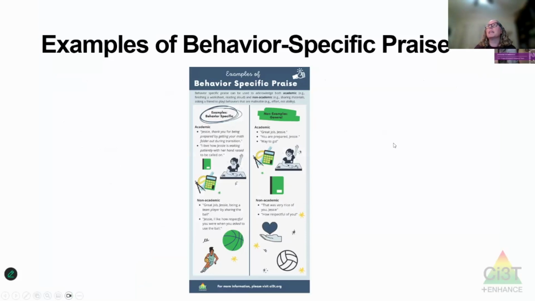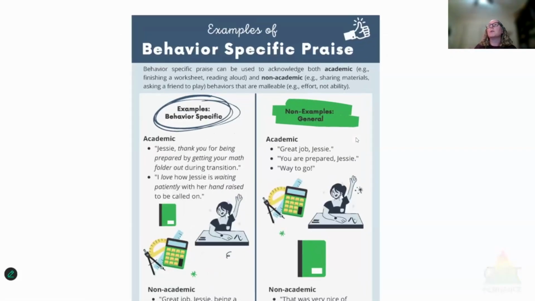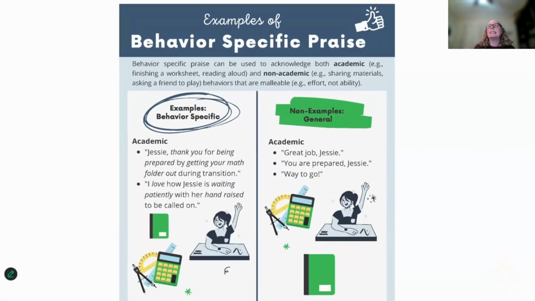All right, so we have some examples of behavior-specific praise, and as Donna mentioned earlier, up in the right-hand corner of the slide, you'll see the module that these are all in. This is an infographic in the behavior-specific praise module. Examples of how we might praise academics could be something like, "Jessie, thank you for being prepared by getting your math folder out during transition." Or, "I love how Jessie is waiting patiently with her hand raised to be called on."